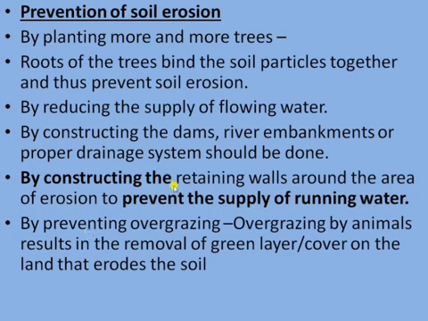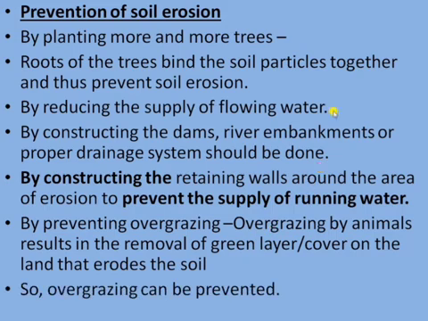Preventing overgrazing by animals is also important, because overgrazing results in the removal of the green layer or cover on the land, which erodes the soil. As you all know, soil erosion means the removal of the topsoil. It may occur due to natural causes or by human activities. So this is soil erosion. So yeah, this is it about this NCERT solution.